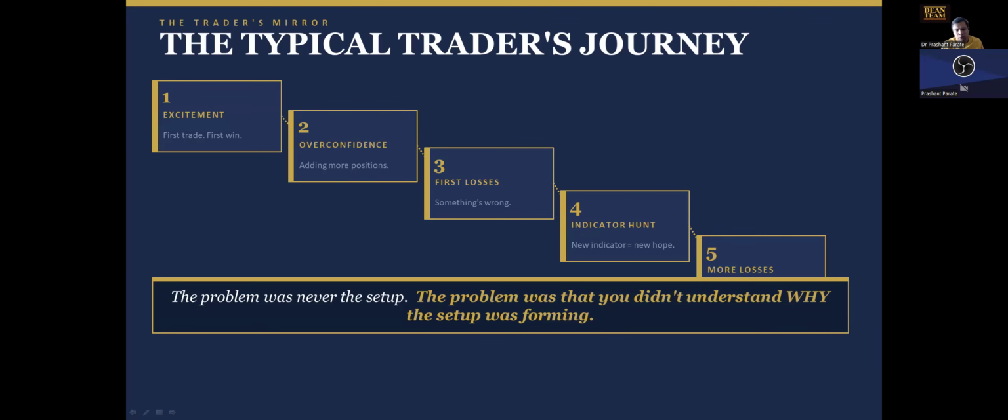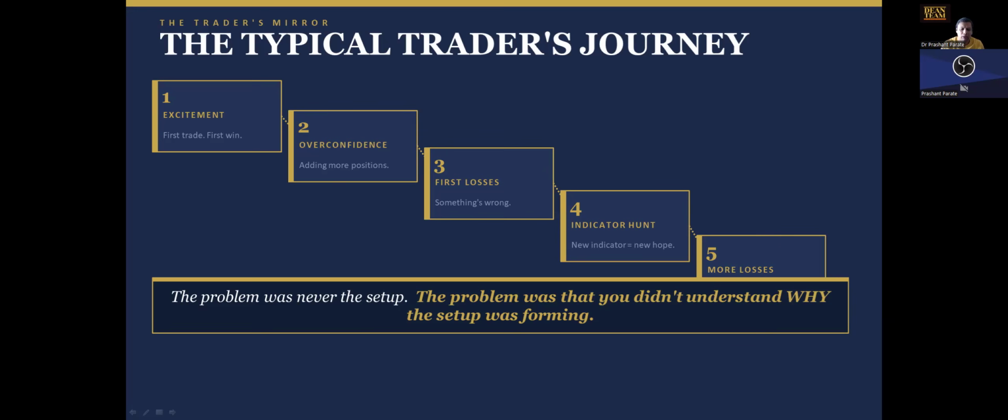Later on, because there are too many positions and markets are turning, the first loss comes, and people feel that something is wrong, but they don't understand what is wrong, so they just keep digging into it. They try different indicators. There is a new indicator which brings new hope, but further indicators just bring more noise and more confusion, and it leads to more losses.